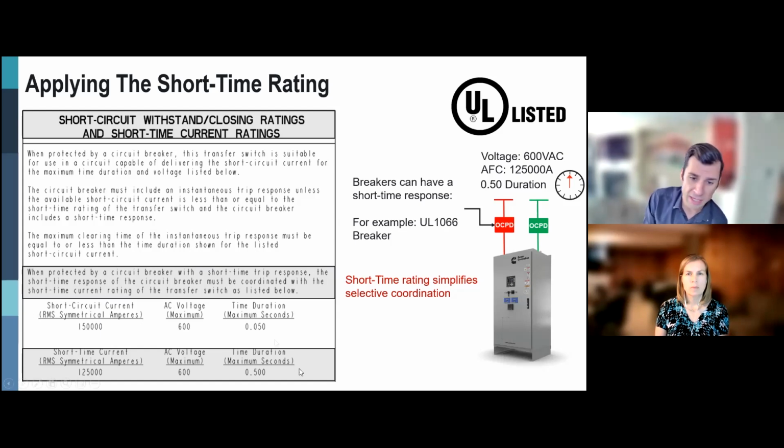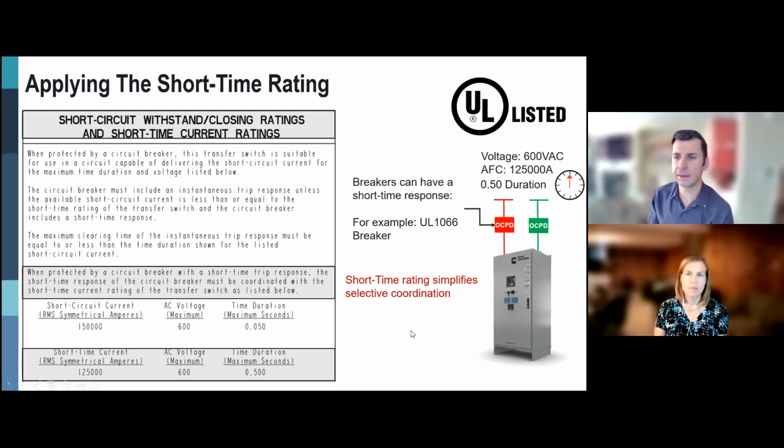As you can see, the same transfer switch can handle 125,000 amps of fault current for a maximum of half a second. Or the same transfer switch, if you put a circuit breaker ahead of it that trips in 0.05 seconds, or 50 milliseconds, can handle up to 150,000 amps. It is all related to I squared T: more current, shorter time, more energy in less time.